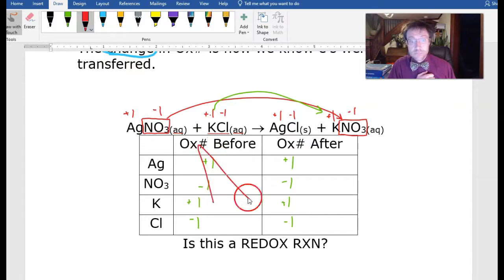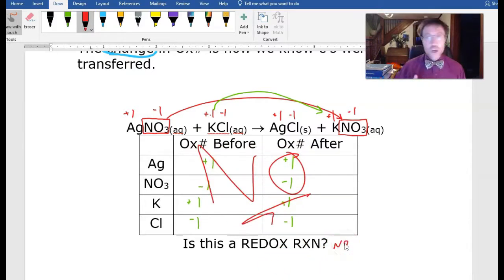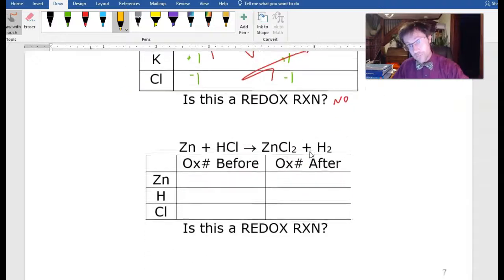No, not a redox reaction. This is not a redox reaction. No electrons have been transferred. It is a chemical reaction. There is a chemical change, right? We have this really wonderful precipitate thing going on right here, right? Aqueous, aqueous, solid, aqueous. It's a precipitate reaction, but definitely not a redox reaction. No electricity happening here. Let's move on.